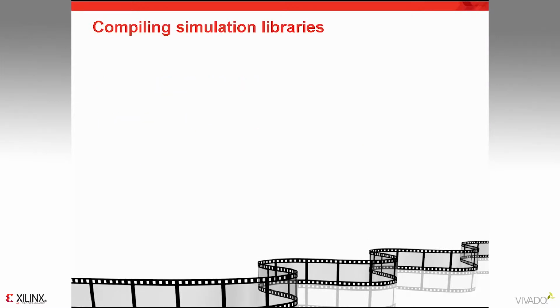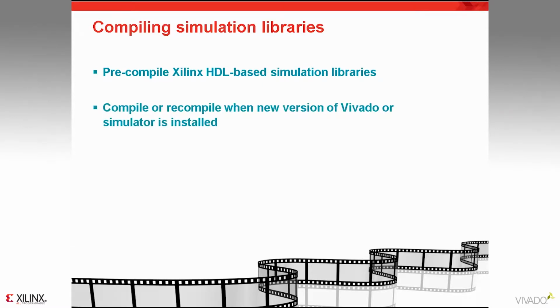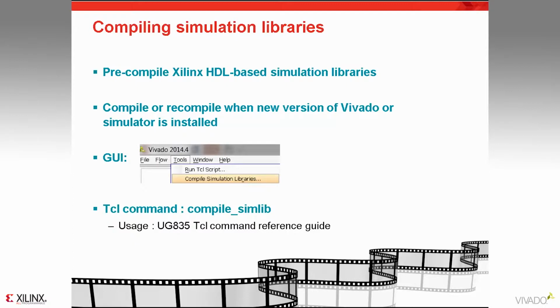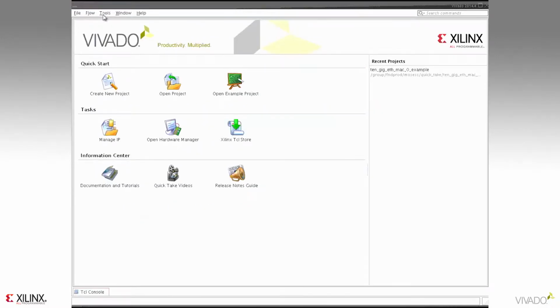Before beginning simulation, you must compile Xilinx delivered HDL-based simulation libraries for the target simulator. You must recompile the libraries if you move to a new version of Vivado or a new version of the simulators. You can simply click on the Tools menu in the Vivado GUI and select Compile Simulation Libraries. The Tcl command used to compile simulation libraries is called compile_simlib. If you want to know more about the command and its usage, please refer to UG835, the Tcl command reference guide.